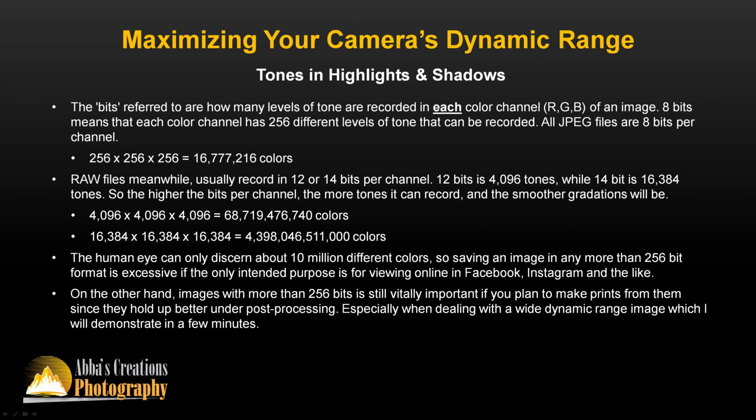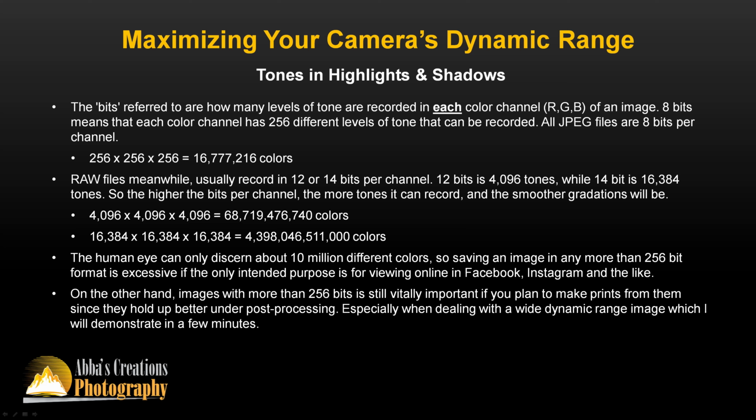The bits referred to are how many levels of tone, think brightness, are recorded in each color channel, R, G, and B, of an image. 8 bits means that each color channel has 256 different levels of tone that can be recorded. All JPEG files are 8 bits per channel. If we multiply the 3 channels together, 256 times 256 times 256, we end up with 16,777,216 colors that can be represented for each photo site on the sensor.